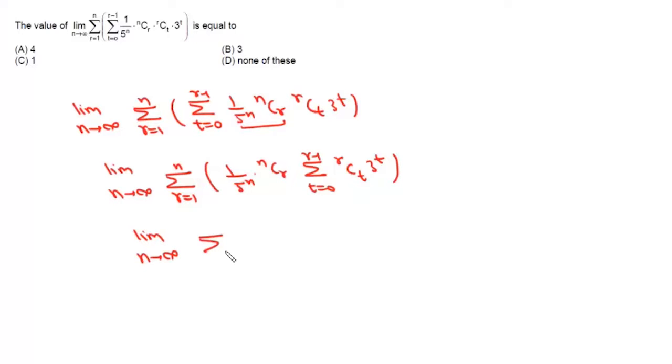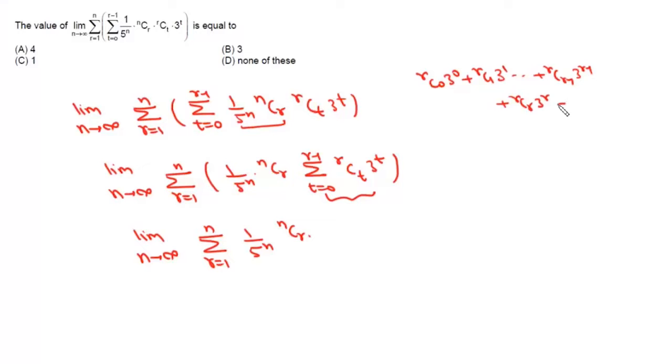n tends to infinity, this summation r varies from 1 to n, 1 upon 5 to the power n, nCr. Now if we look at this series, this is rC0 3 to the power 0 plus rC1 3 to the power 1 up to rC(r minus 1) 3 to the power r minus 1. Now if we add rCr 3 to the power r and if we subtract rCr 3 to the power r, now this is nothing but the expansion of 1 plus 3 to the power r minus 3 to the power r. So it will be equal to 4 to the power r minus 3 to the power r. So we can write this as 4 to the power r minus 3 to the power r.